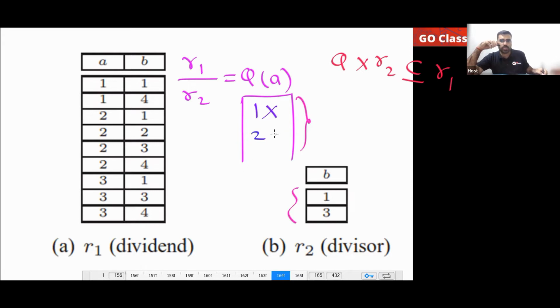What about 2? Yes, 2. Okay, 2 you can put, because 2 1 is also there. 2 1, 2 3, both are there. So 2 1, 2 3. You can put 2. Very good.